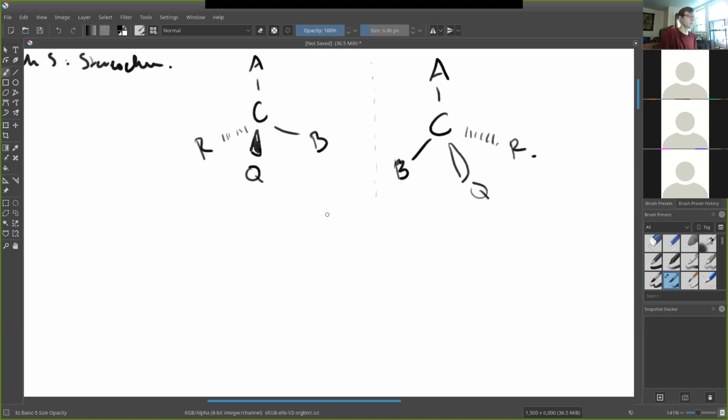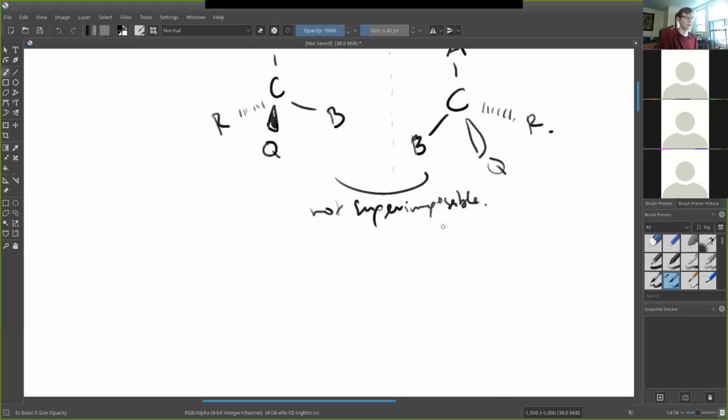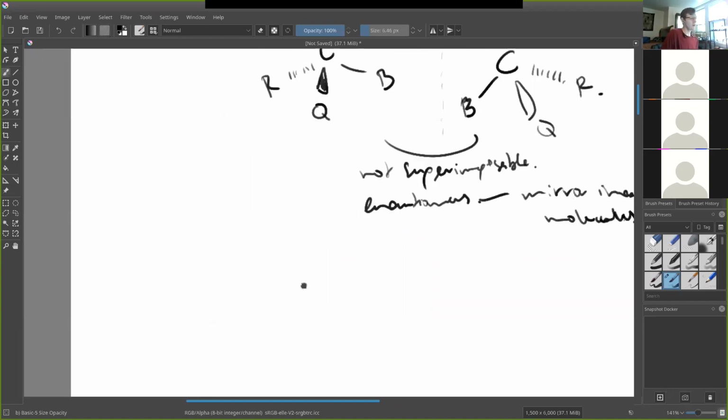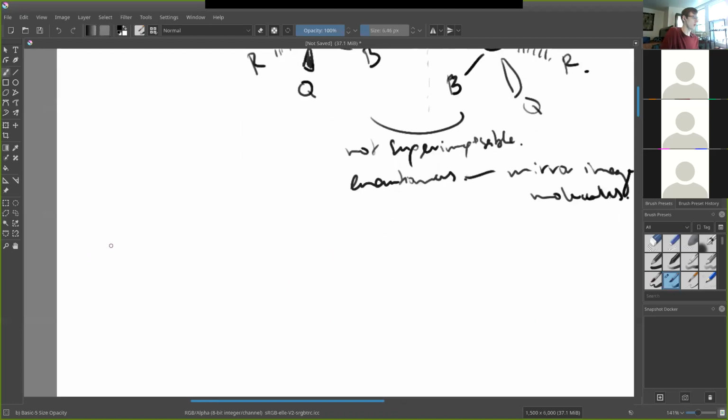These are, we would say, non-superimposable. They are enantiomers because we took mirror images of them. So enantiomers are mirror image molecules. By this point, you know this, you took the quiz on it. So anyway, once you have this sort of thing, you can rank their priority.